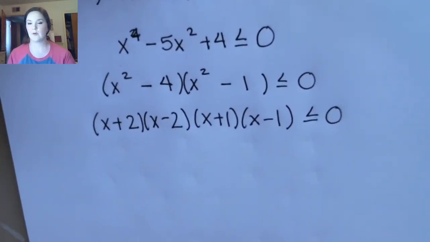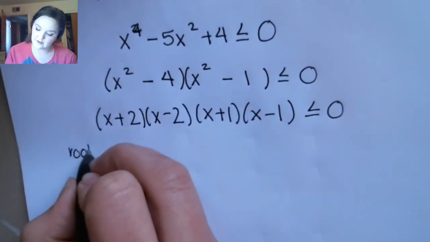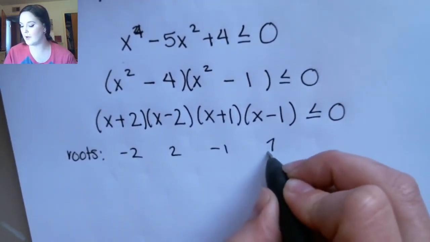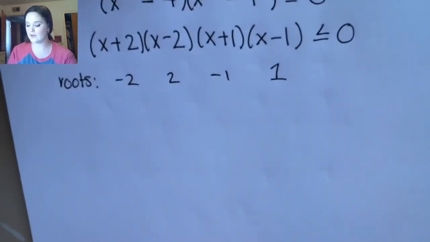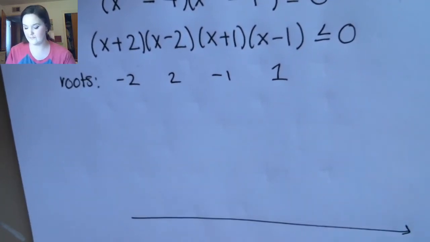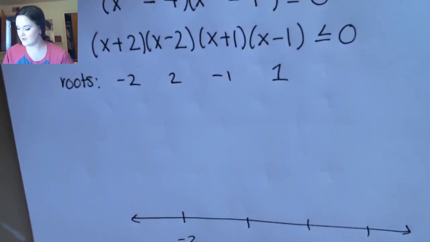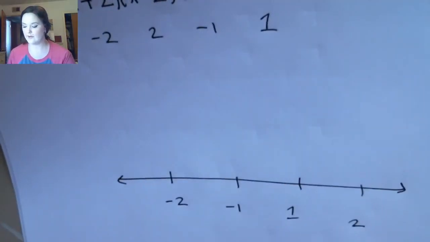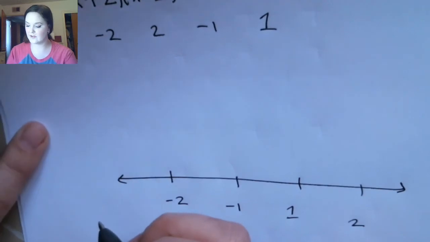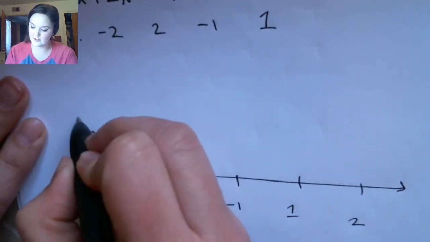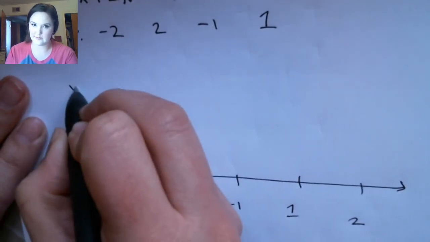Okay, so I have my 4 factors here. I'm going to look at my roots: -2, +2, -1, +1. And I'm going to start by marking those on my sign chart. So -2, -1, +1, +2. All right. And now I'm going to list my factors on the side: x plus 2, x minus 2, x plus 1, x minus 1.